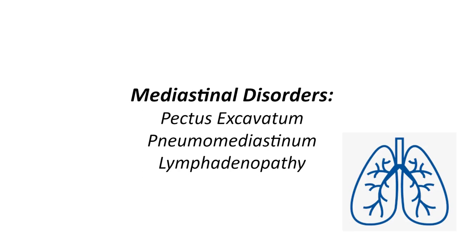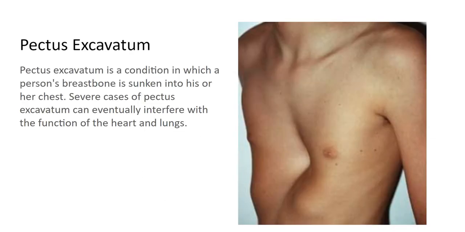Let's get started. So, pectus excavatum. This is also known as sunken or funnel chest, and it is a congenital chest wall deformity. And what that means, congenital means the patient was born with it. And what happens in pectus excavatum is that the ribs and the sternum actually grow abnormally, and it produces this concave or caved in appearance in the anterior chest wall.